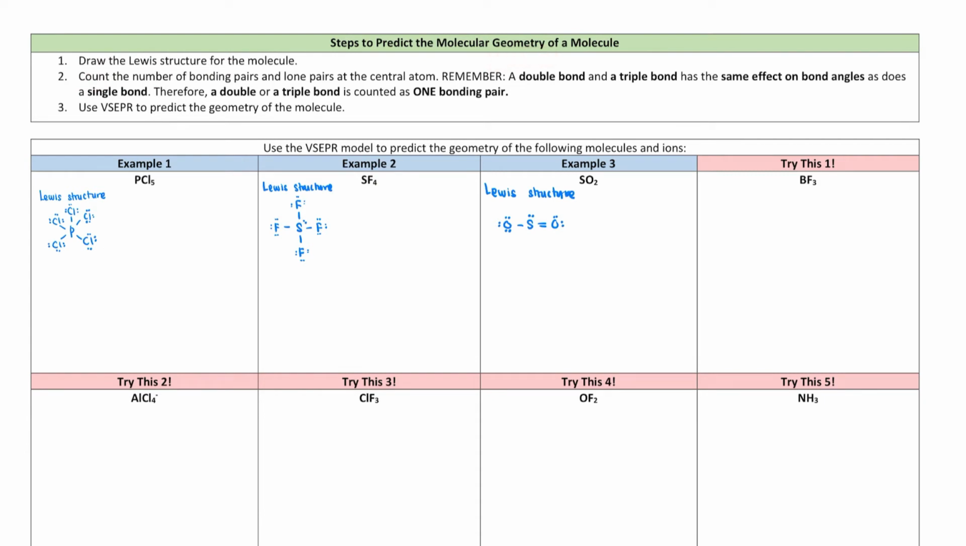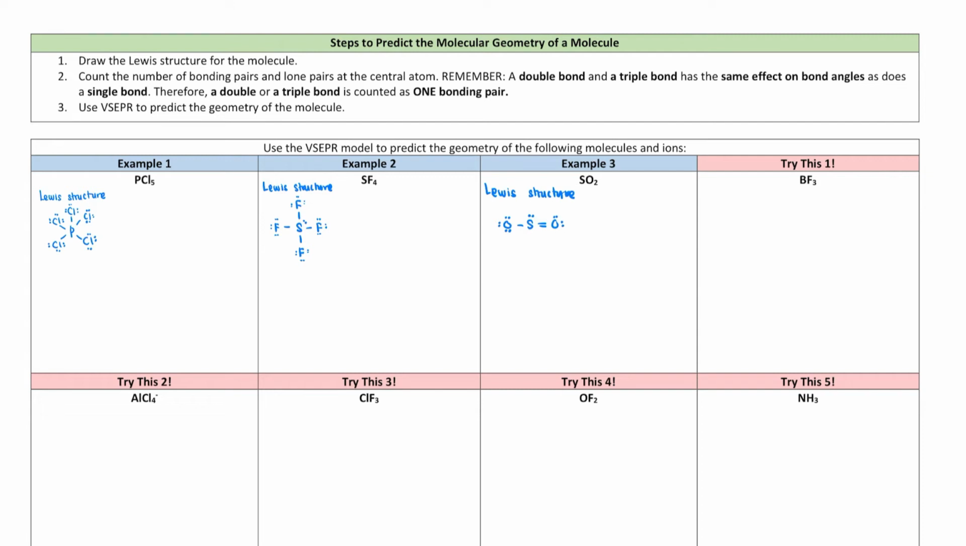Okay, alright, and then after you have drawn the Lewis structure, next you need to count the number of bonding pairs and lone pairs at the central atom. So just look at the central atom, count how many lone pairs, how many bonding pairs there are at the central atom. So that will be our electron pairs, because when we add lone pair with bonding pair, it becomes electron pair. Okay, but what if you encounter double bond or triple bond?